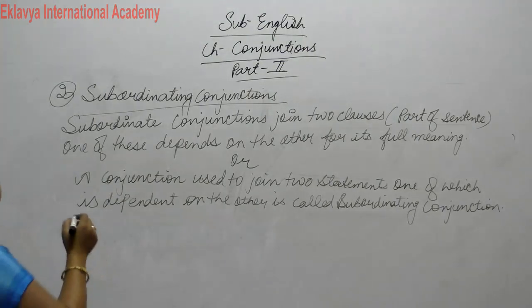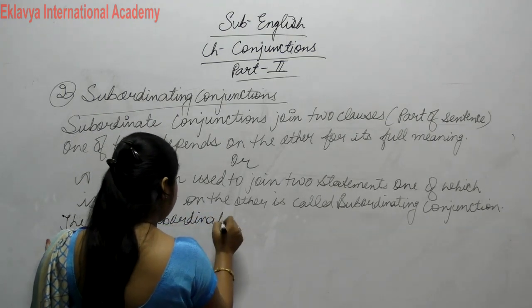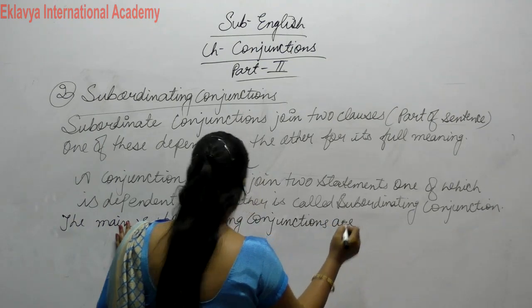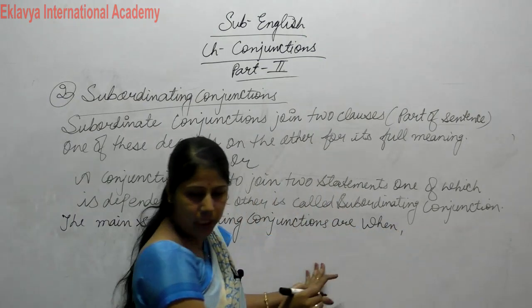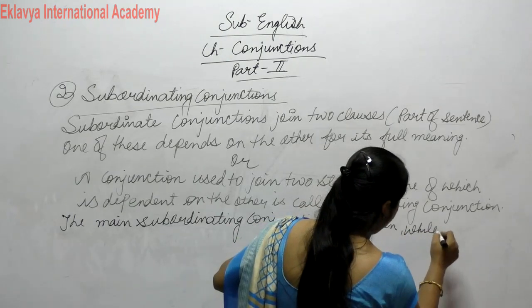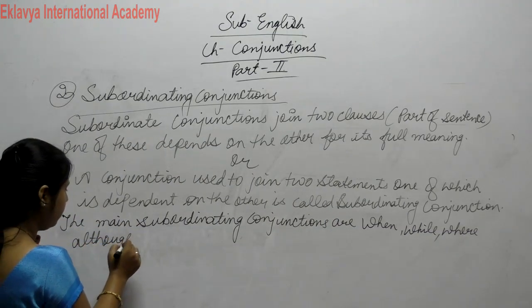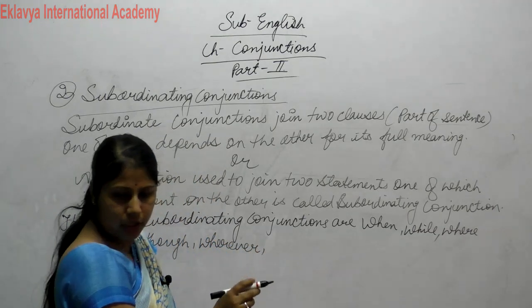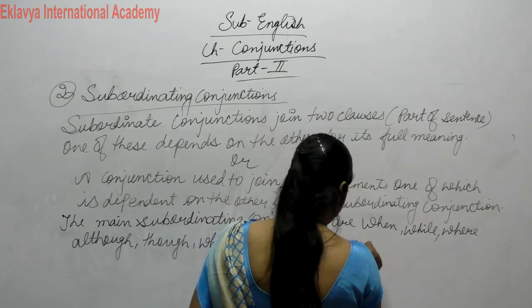Clear? So write down the main subordinating conjunctions. The main subordinating conjunctions are: when, where, while, although, though, wherever, still, till, unless, as, because.